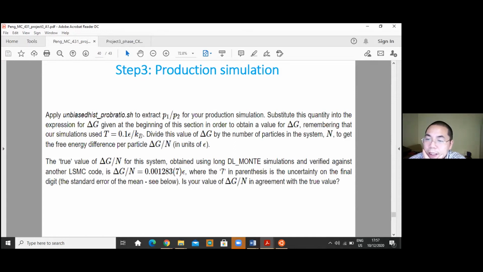In this case, divide the value delta G by N. You know N is 216, right? It's in the control file and the field file. So you will get this eventually. Then the temperature, I should substitute here. What does epsilon mean here? This epsilon is the Lennard-Jones potential. I assigned the value for you.